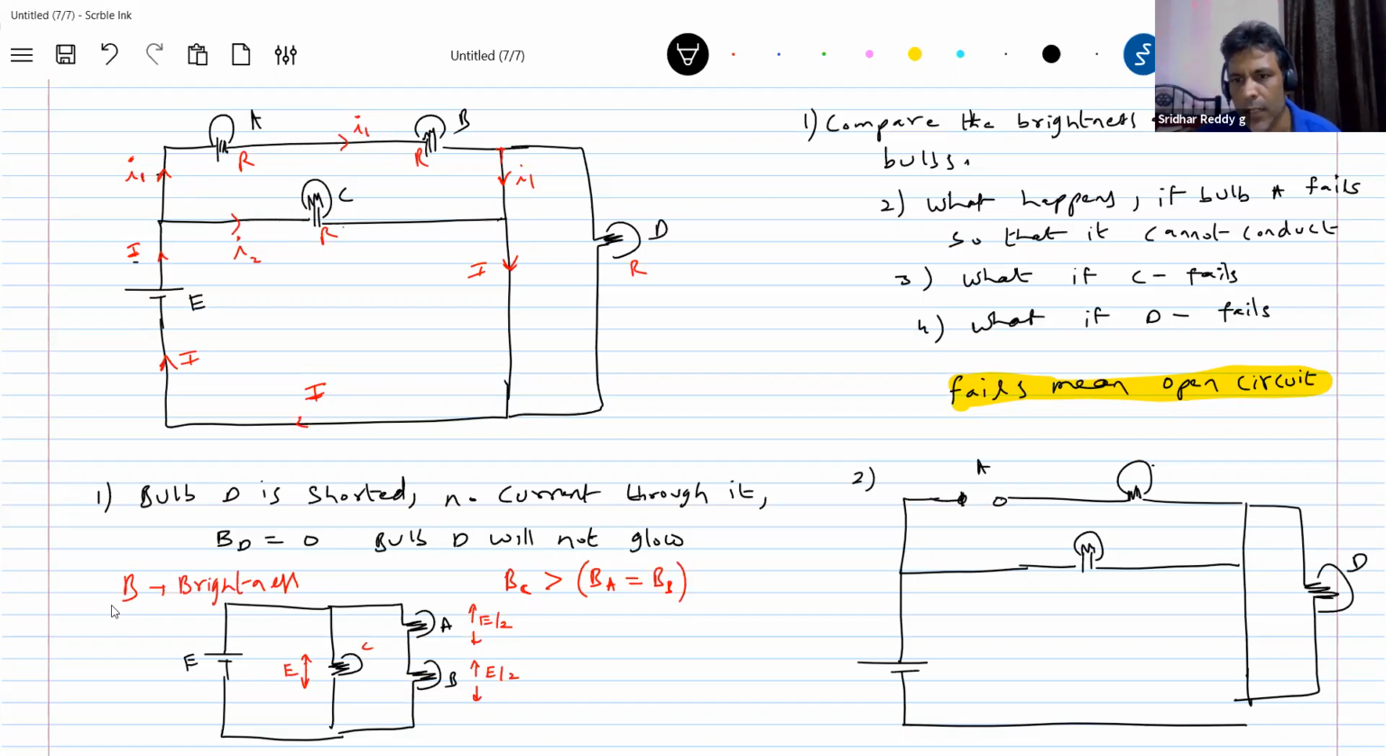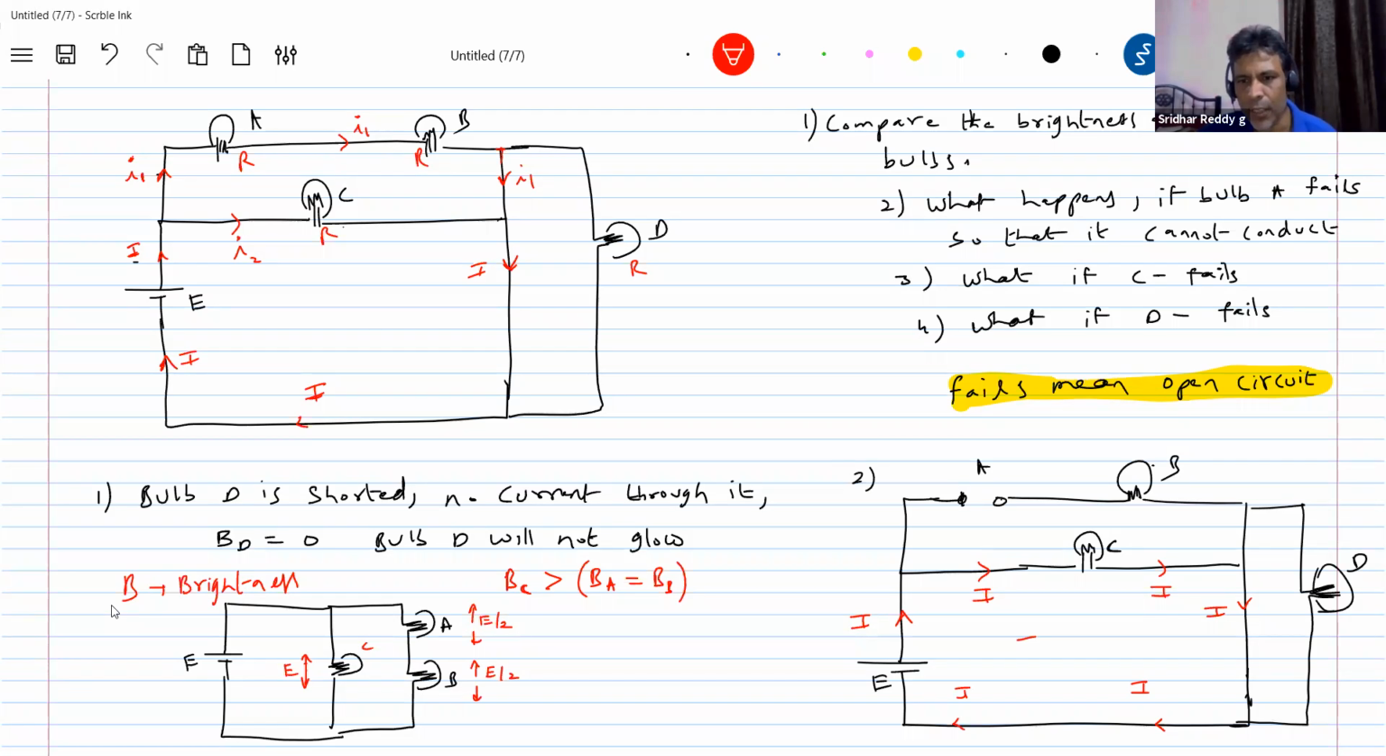This is bulb D, C, and this is B. What is the path of current? Trace the path of current. So current I will take a path like this. See, don't go by seeing and predicting the answer. It's a very simple circuit, you can do it.